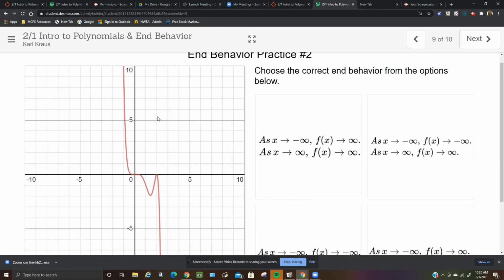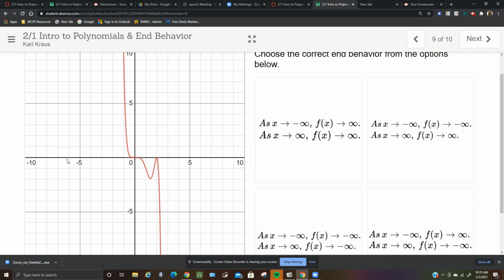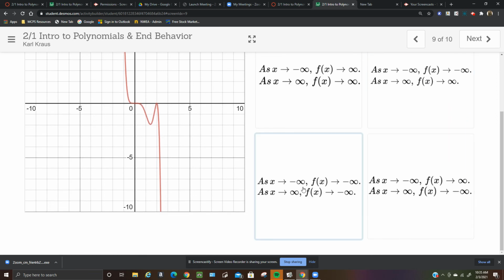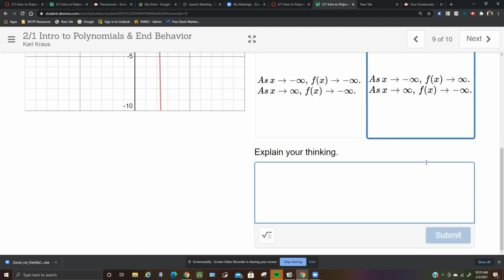Choose the correct end behavior here. So as x goes to negative infinity, y goes to positive infinity. That's correct, but this is not correct. So it can't be that one because that's incorrect. This one's also incorrect. As x goes to negative infinity, y goes to positive infinity, and as x goes to positive infinity, y goes to negative infinity. So it's this fourth one here.